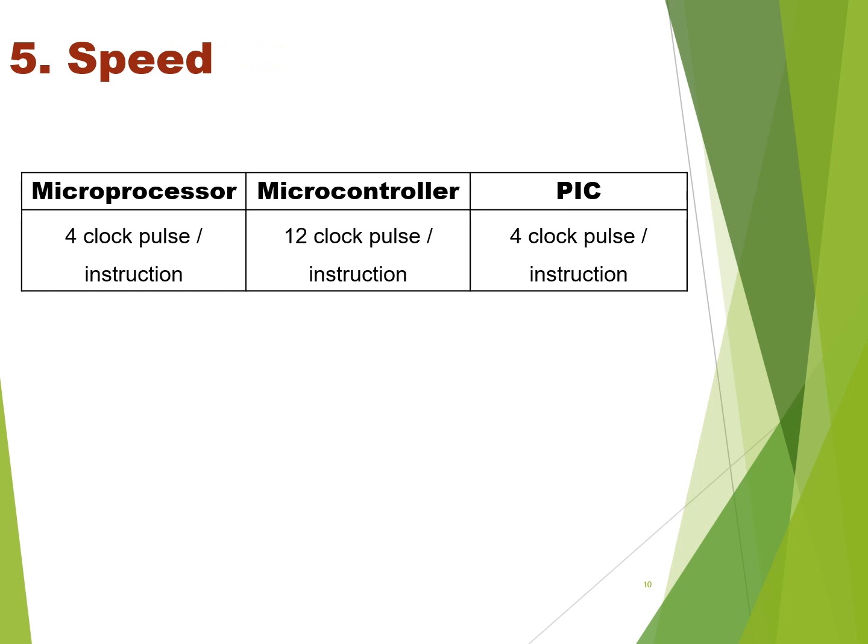The next one is the speed of operation. The microprocessor needs 4 clock pulses to complete a single instruction, which is given here as 4 clock pulses per instruction. Whereas the microcontroller needs 12 clock pulses to execute a single instruction. The PIC microcontroller needs 4 clock pulses to execute a single instruction.